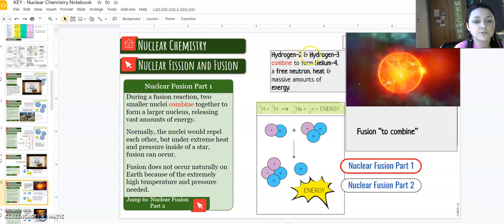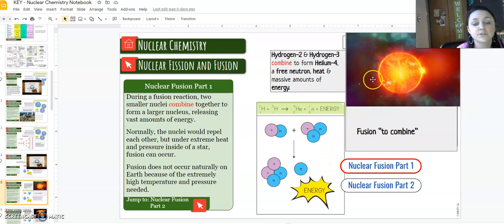So hydrogen 2, which is an isotope of hydrogen, and hydrogen 3, so two atoms of hydrogen come together and they fuse to form helium, because one proton plus one proton come together. They make two protons, that's helium. And when they do that, they release lots of heat and energy. So we have hydrogen, one proton, coming together to make helium with two protons and a ton of energy and more neutrons. So fusion means to combine. If you fuse things, they combine.